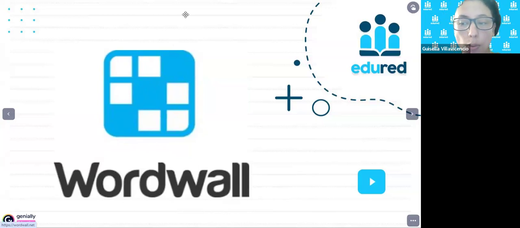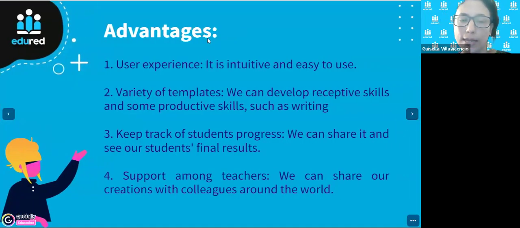Yes. So WordWall has many advantages. The user experience is intuitive and it's easy to use. Very easy. Variety of templates. We can develop receptive skills and some productive skills such as writing. Yes, WordWall is mainly for receptive skills, for matching, for sorting. We can keep track of our students' progress, right? We can share it and see our students' final results.